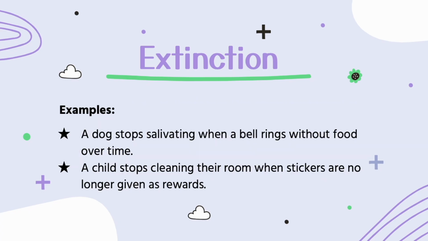So here's a couple examples. A dog stops salivating when a bell rings without them getting food. So the bell's still ringing, but they're not getting food. So then the bell no longer means that they are going to start salivating. Another one is a child stops cleaning their room when stickers are no longer given as a reward. Why would I do it? I'm not going to get a sticker anymore.